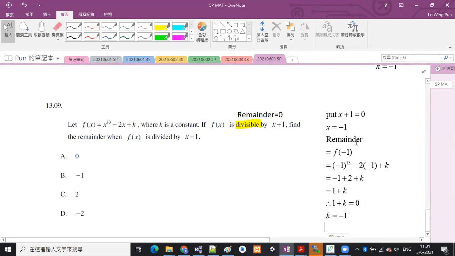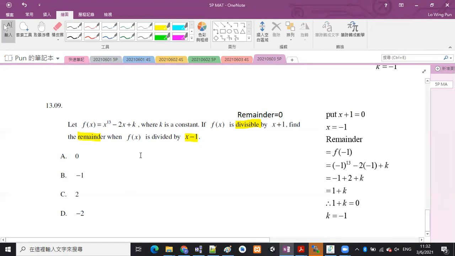Careful. The question is not asking you to find the value of k. This is just the beginning. We have found the unknown. The question asks to find something else. Find the remainder when f(x) is divided by x minus 1. This time, I want to find the remainder.